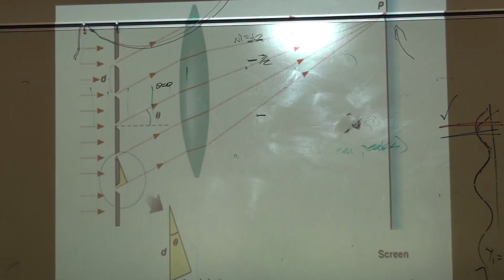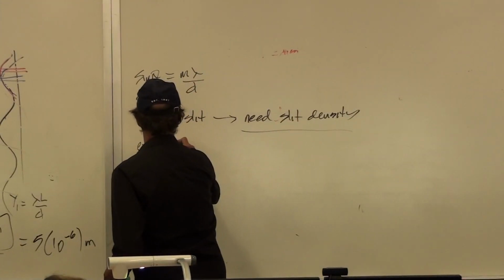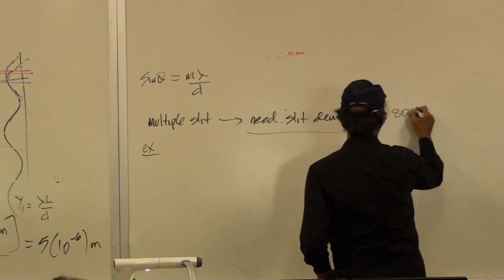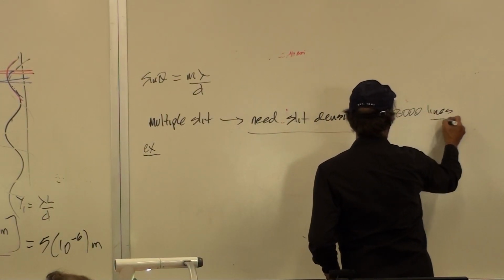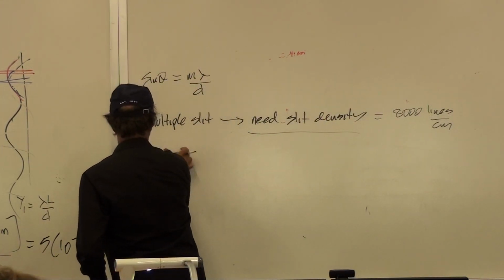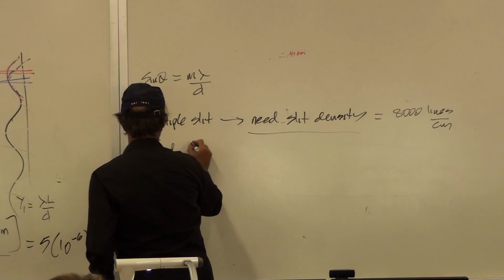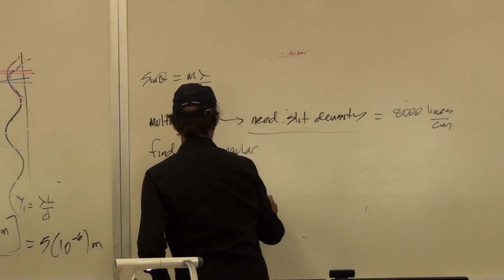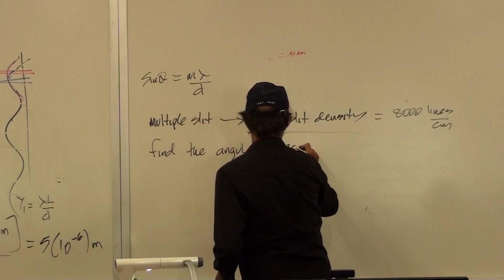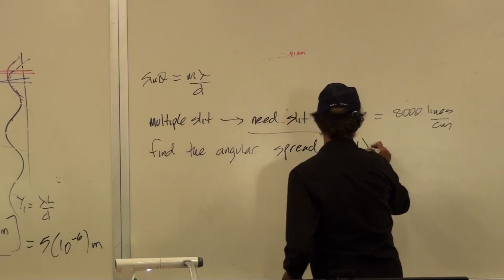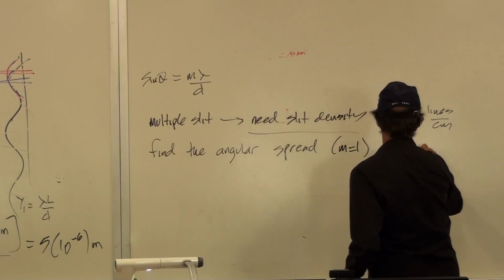Okay, so let's say that for our example, we have a slit density that's 8,000 lines per centimeter. And let's find the angular spread in the m=1 interference pattern for visible light.